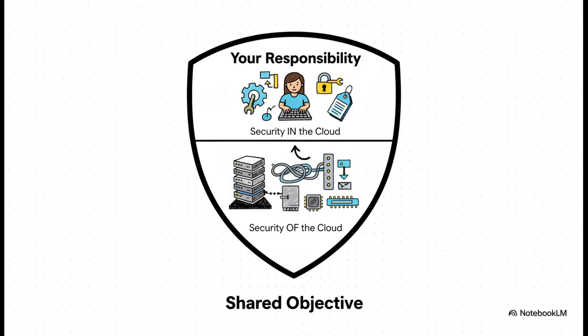Think of cloud security like a partnership. AWS handles what they call security of the cloud. That's all the stuff you don't see: the physical buildings, the servers, the network cables, the actual infrastructure that powers DynamoDB. They've got that covered.